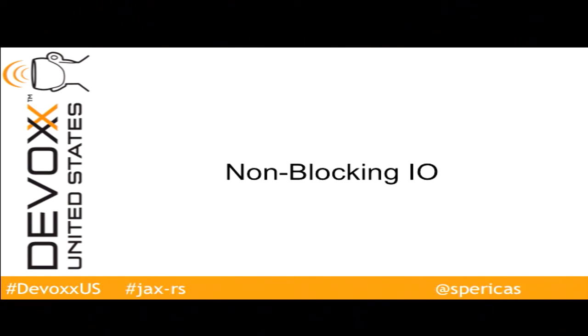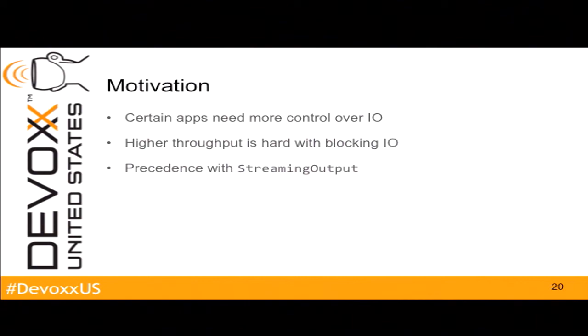All right. So skipping the summary again, I had a mix-up there. Let's move on to the next topic, which is non-blocking IO. Let me start with some motivation behind non-blocking IO. Well, the main motivation is that there are certain apps that need a little bit more control over the input-output. And we had this idea from the beginning. We have, I think, Paul here from JAX-RS 1 who knows about this.